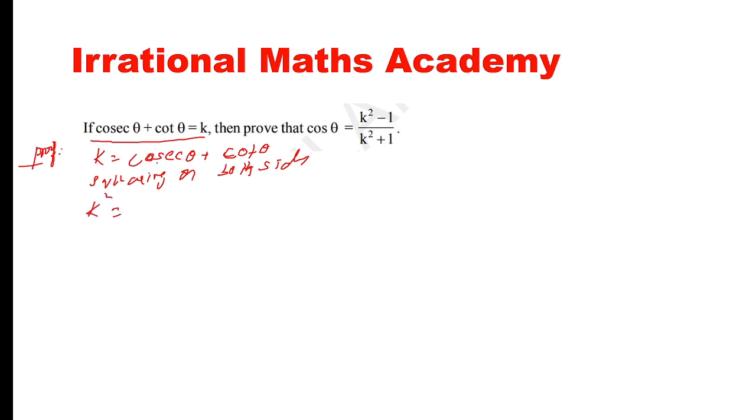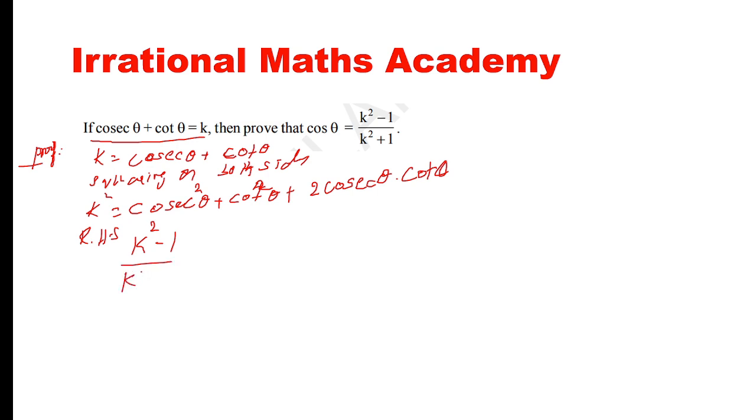This becomes k square equal to cosecant theta plus cot theta whole square. What happens here? Cosecant square theta plus cot square theta plus 2 cosecant theta into cot theta. Now we'll take the RHS part and substitute this. What is that RHS part? k square minus 1 by k square plus 1.